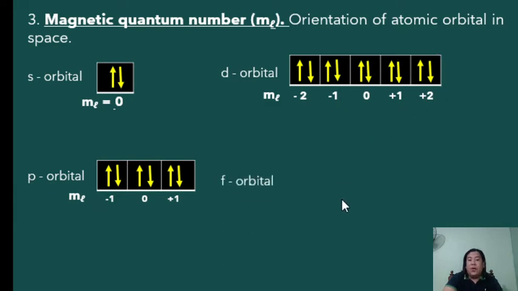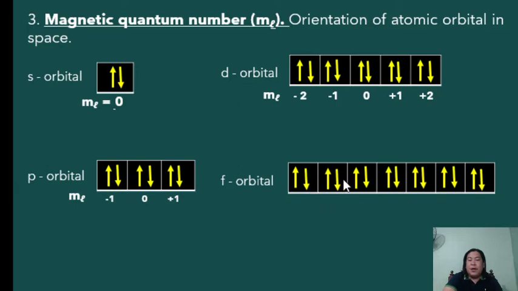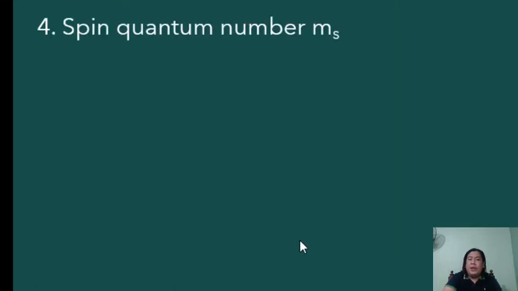And then last is the f orbital. The f orbital has 7 boxes, which represent the 14 electrons. If that particular orbital is completely filled, it looks like this, with the m sub l values of negative 3, negative 2, negative 1, 0, positive 1, positive 2, and then positive 3. So whatever corresponds to those electrons in the orbital, that is the value of the quantum number. Okay? And then the last quantum number is the spin quantum number, or the m sub s.